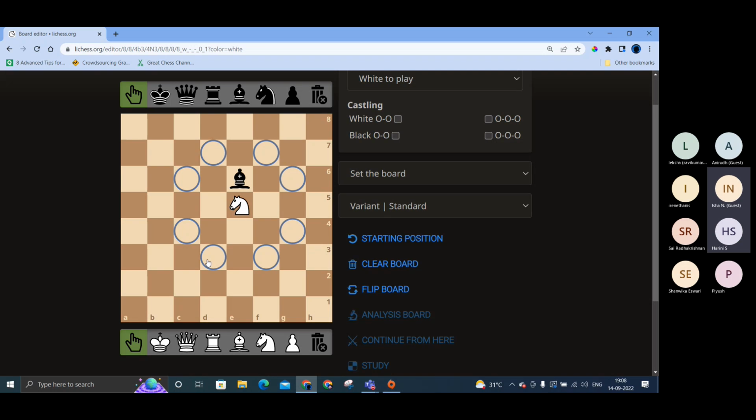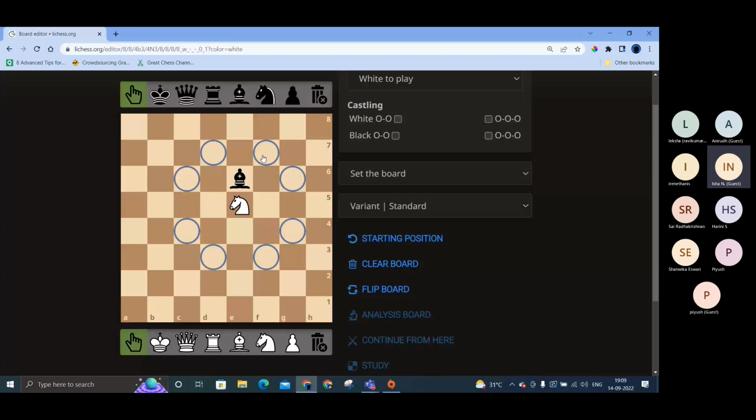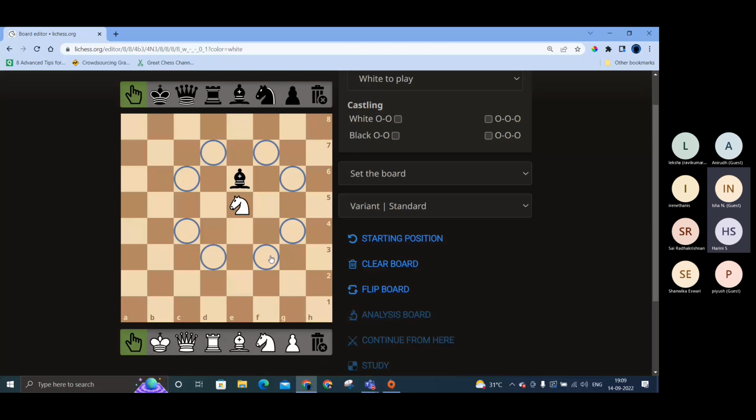Other squares don't matter. Okay, so there is a piece here. The knight can still jump and go here. It controls the landing squares, whichever is empty. The knight has no business with all these squares. It only controls the landing square. If the landing square is empty, the knight controls that square.